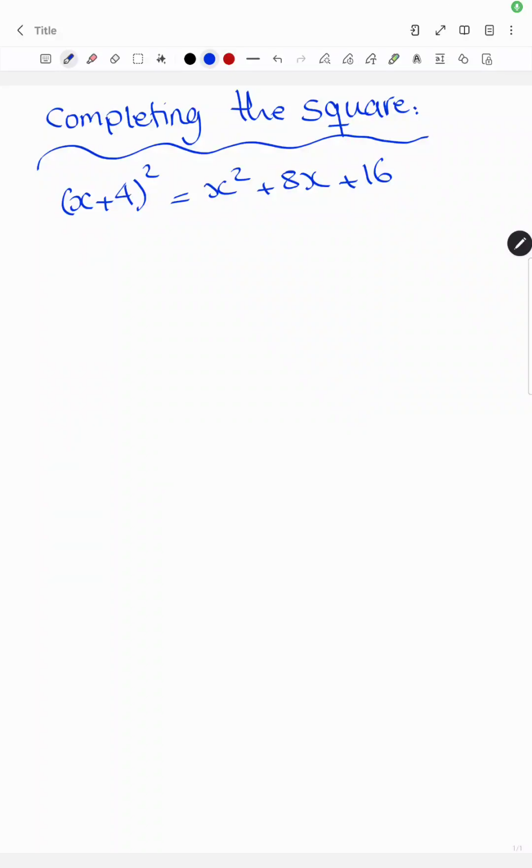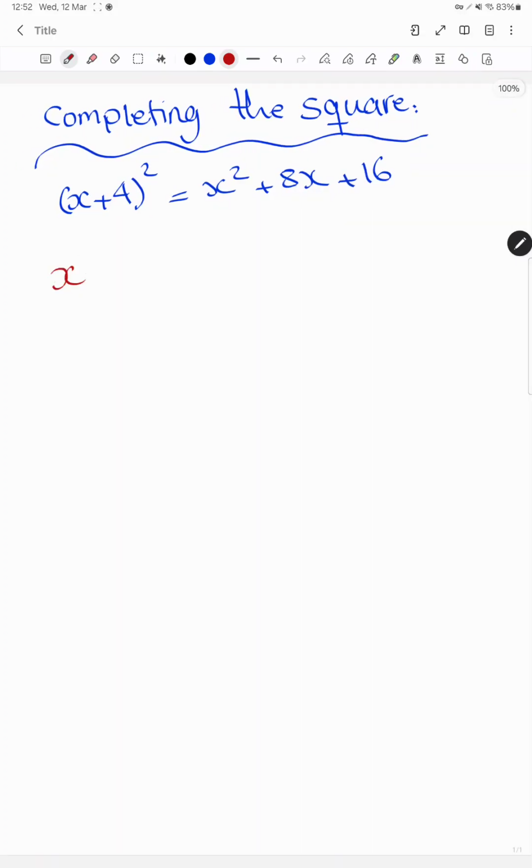Talk about completing the square. You are technically dealing with a square that was broken and we're trying to complete it. So let's have a look. This is an expanded quadratic, so (x + 4)² would give me x² + 8x + 16.